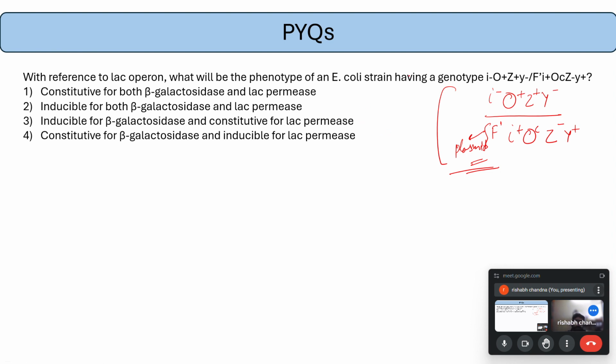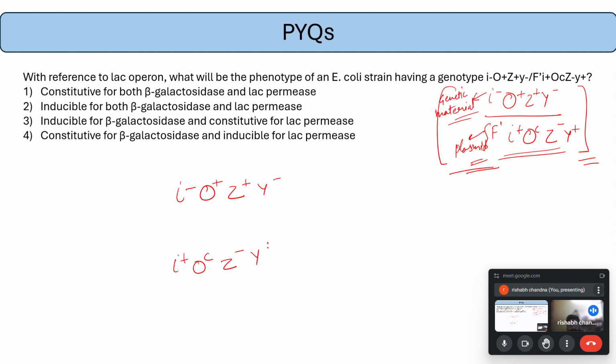So remember we discussed different mutations that are present in the lac operon. This is the genetic material part, and this will be the plasmid part, which is why it has been given as a diploid. Considering the chromosomal part first, the genotype is I minus, O plus, Z plus, Y minus, and for the plasmid we have I plus, O constitutive, Z minus, and Y plus.